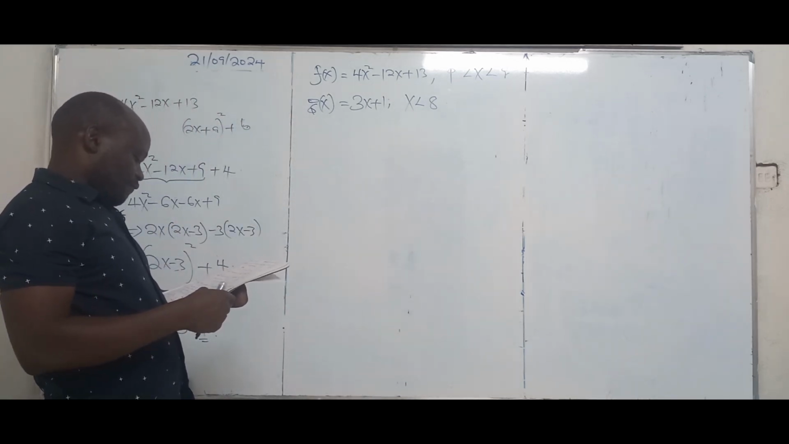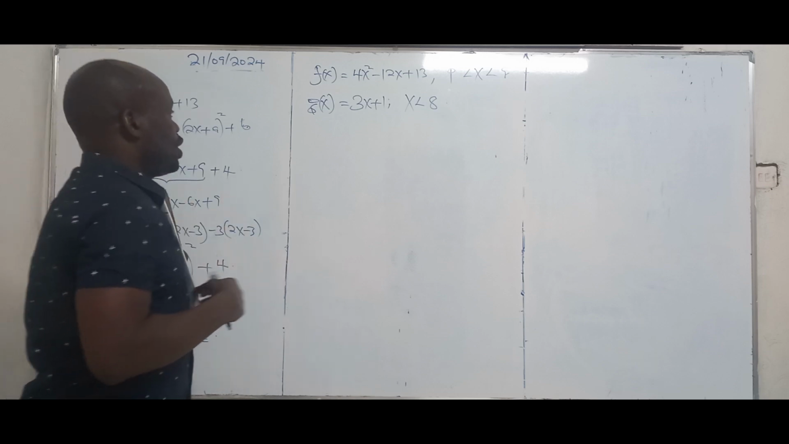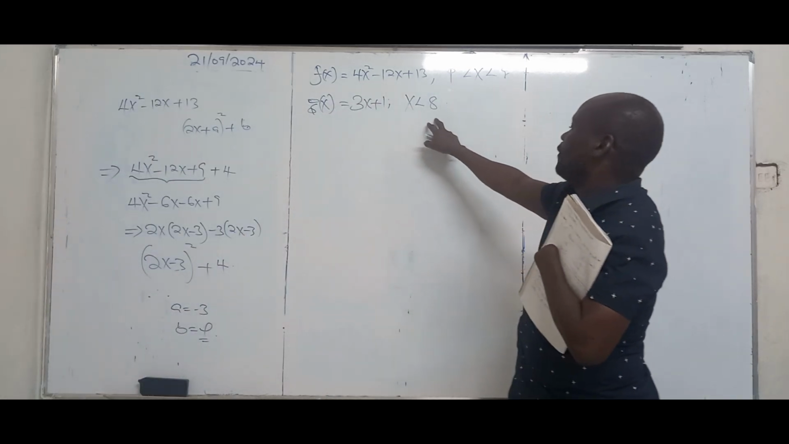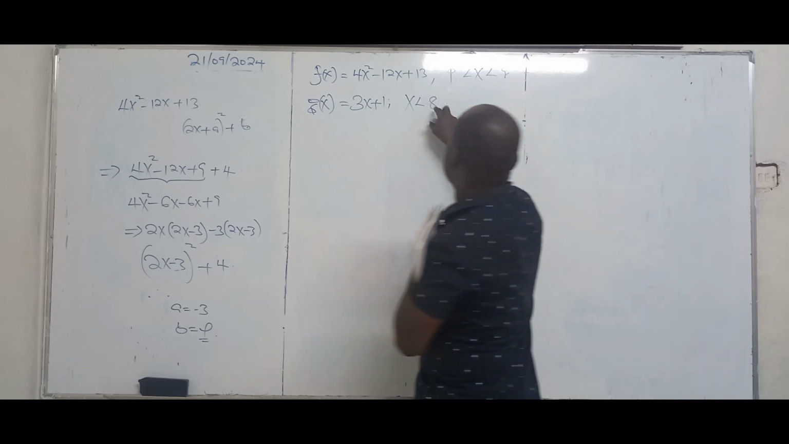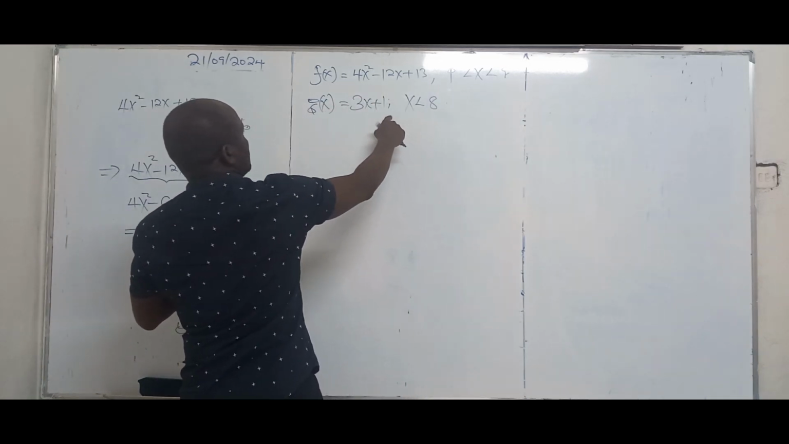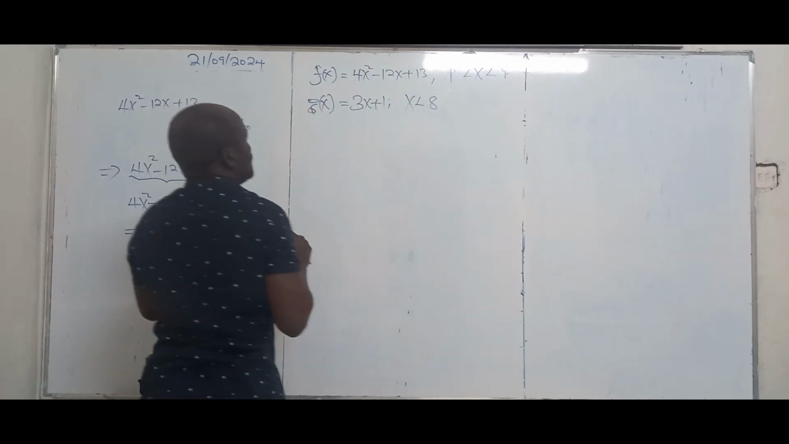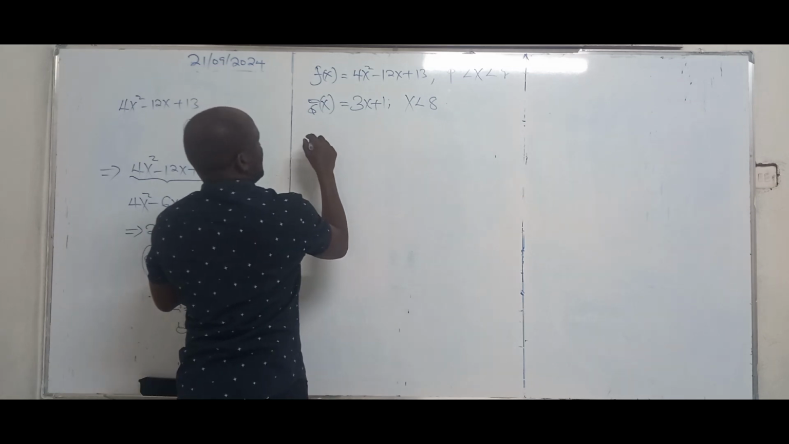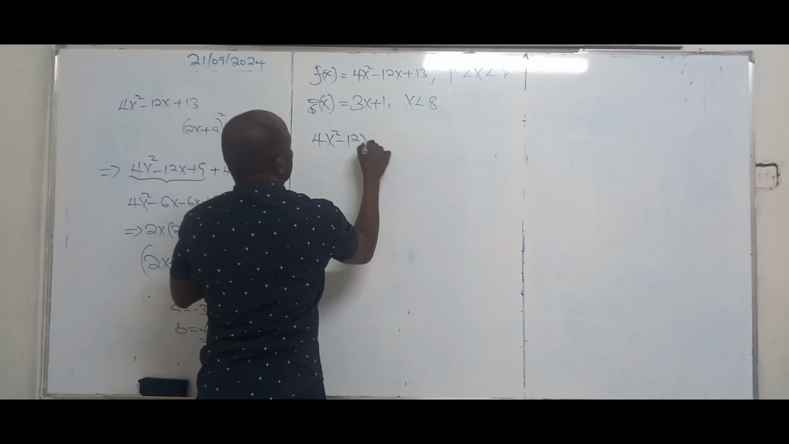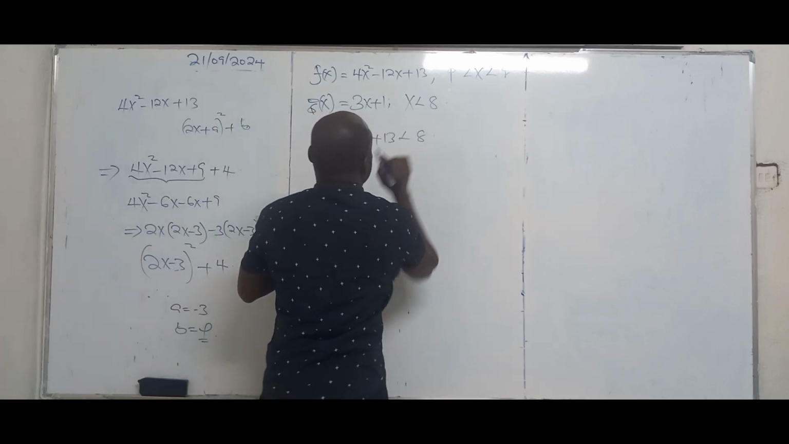Then we find the least possible value of P and the greatest possible value of Q. Now we'll have to restrict the range of this condition to this. So we'll say 4x squared minus 12x plus 13 is less than 8.